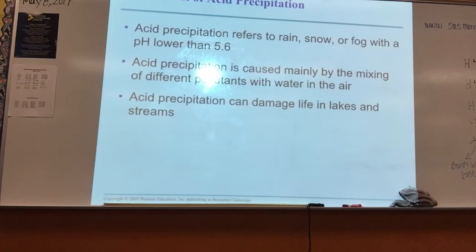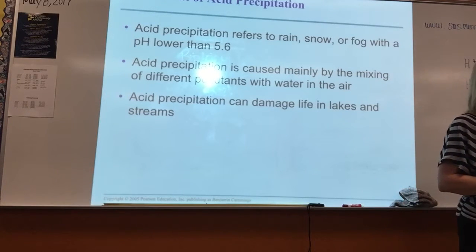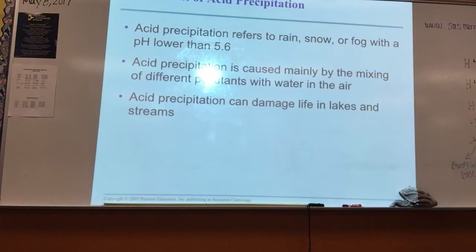So how can acid precipitation damage life in lakes and streams? It changes the pH, and a lot of the organisms living there can't deal with that. They don't have the buffers for it. That's exactly right. They can live in their external environment, the lakes and streams, within a certain pH range and can't adjust if the lake becomes too acidic. And so that's aquatic life.